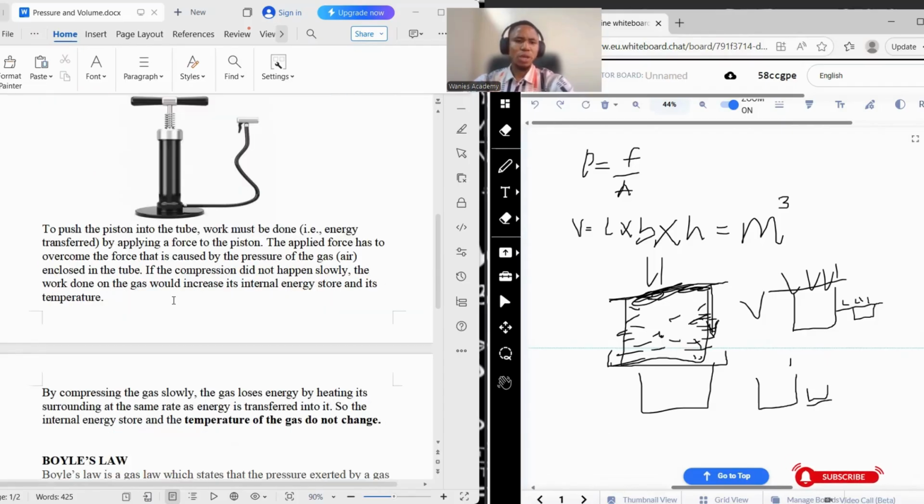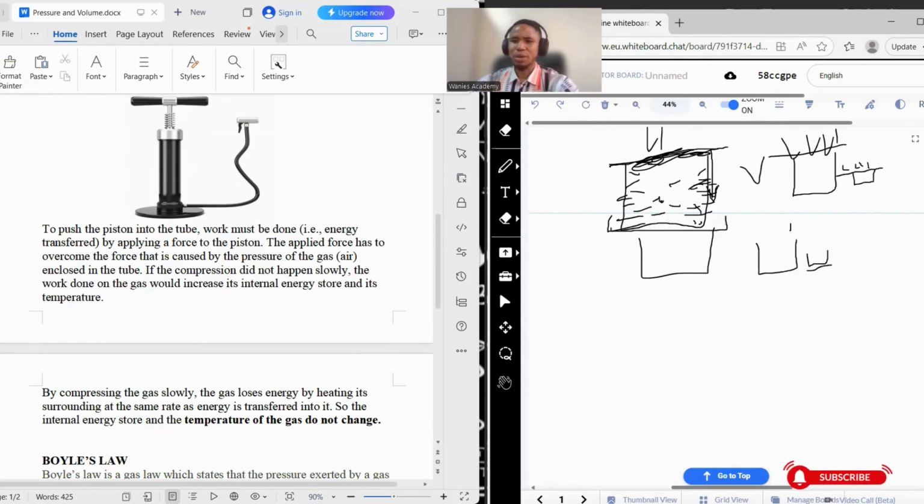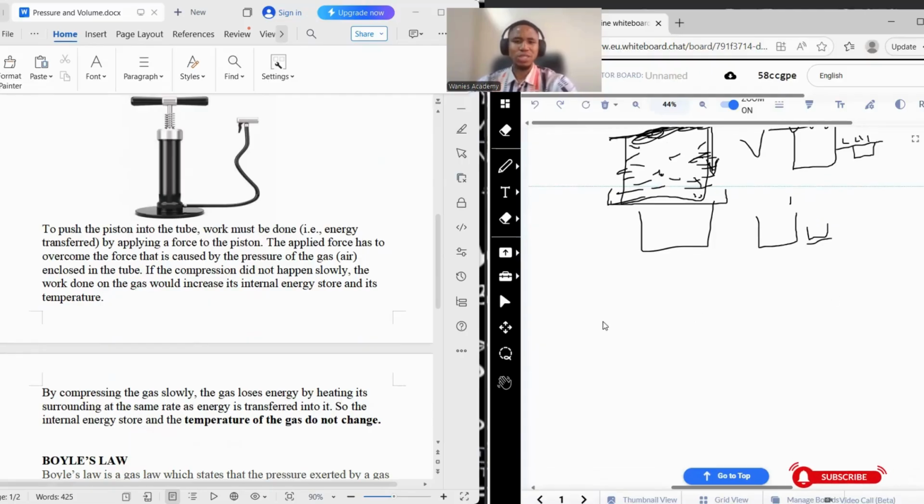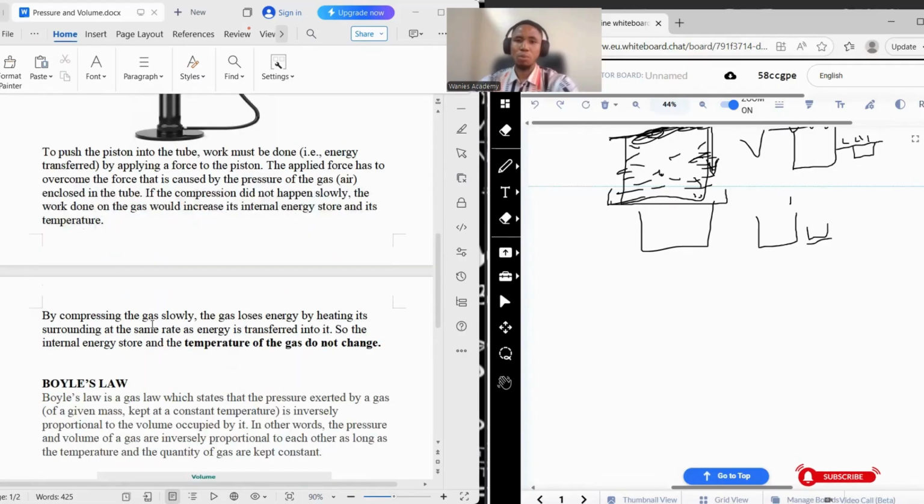Okay. So now by compressing the gas slowly, the gas loses energy by heating its surroundings at the same rate as energy is transferred to it. What does that mean? That means sometimes the gas itself can gain energy from the surroundings. And what energy can it get from the surroundings? Heat energy, which we call thermal energy. That is, it increases in temperature due to the environment itself. So now there is a law that governs both pressure and volume together, and we call it Boyle's law.